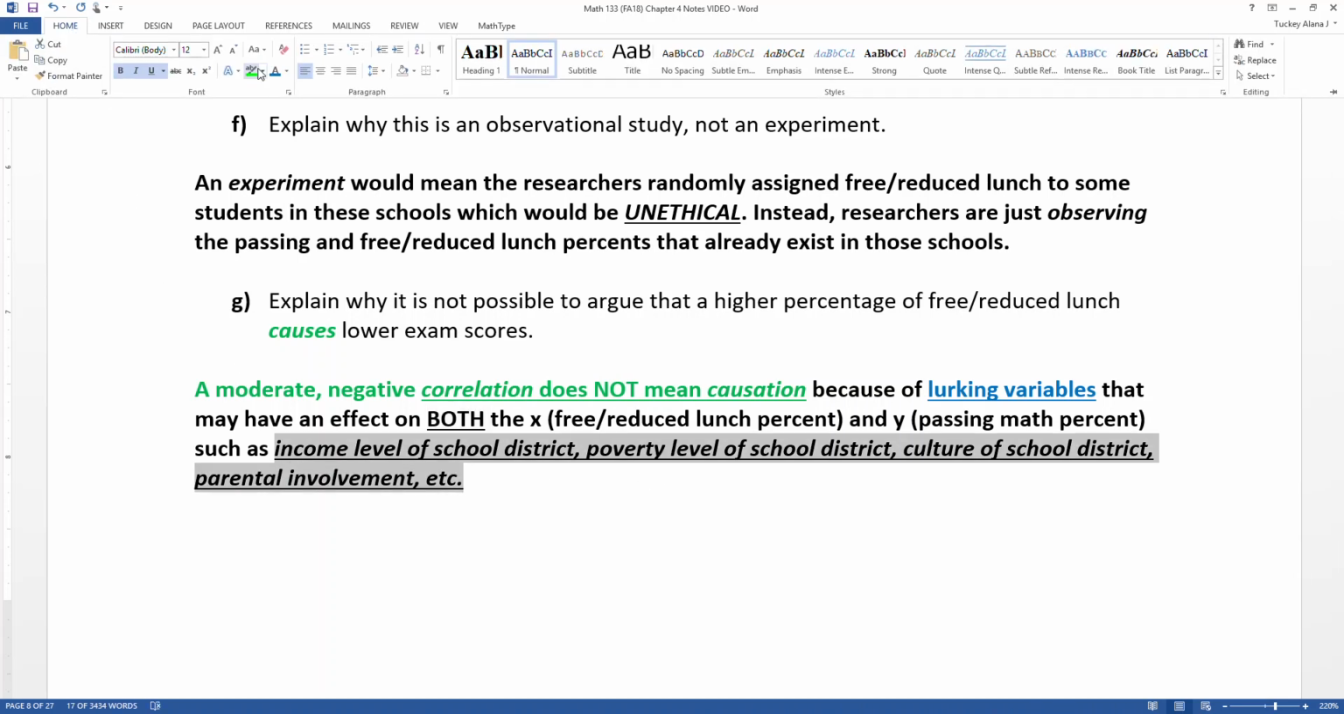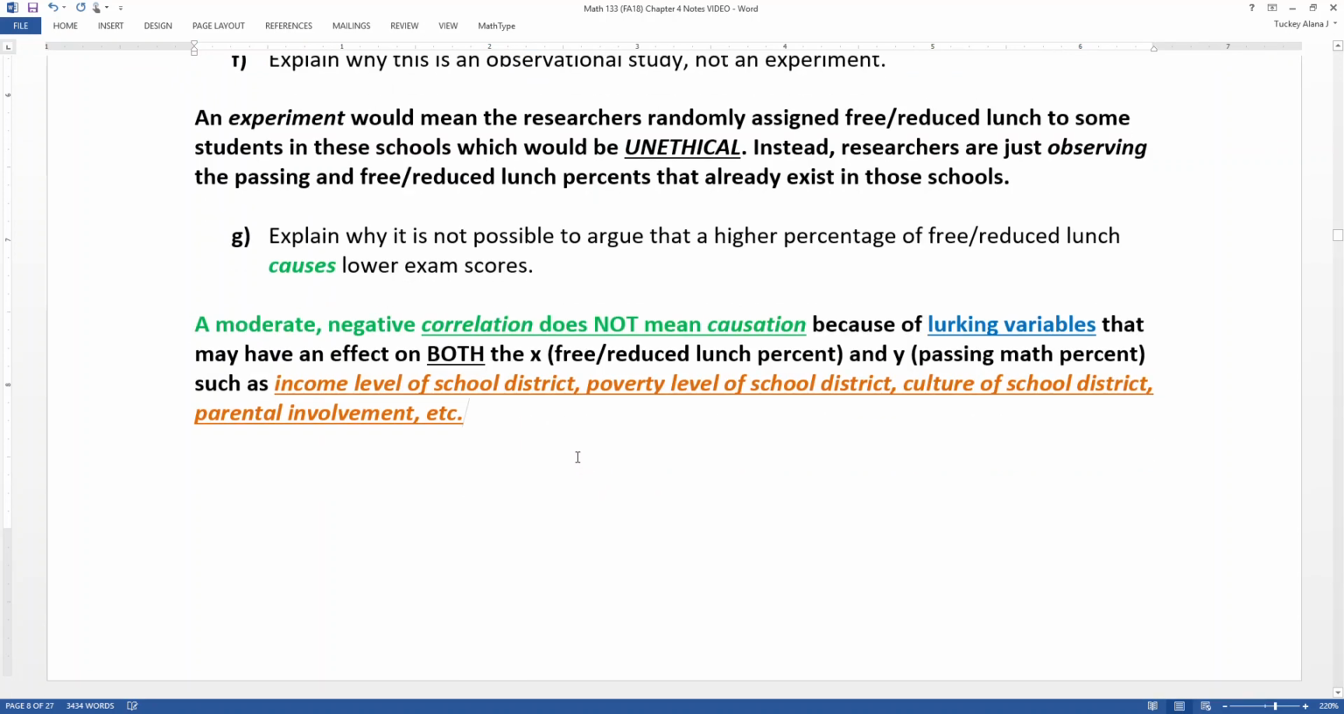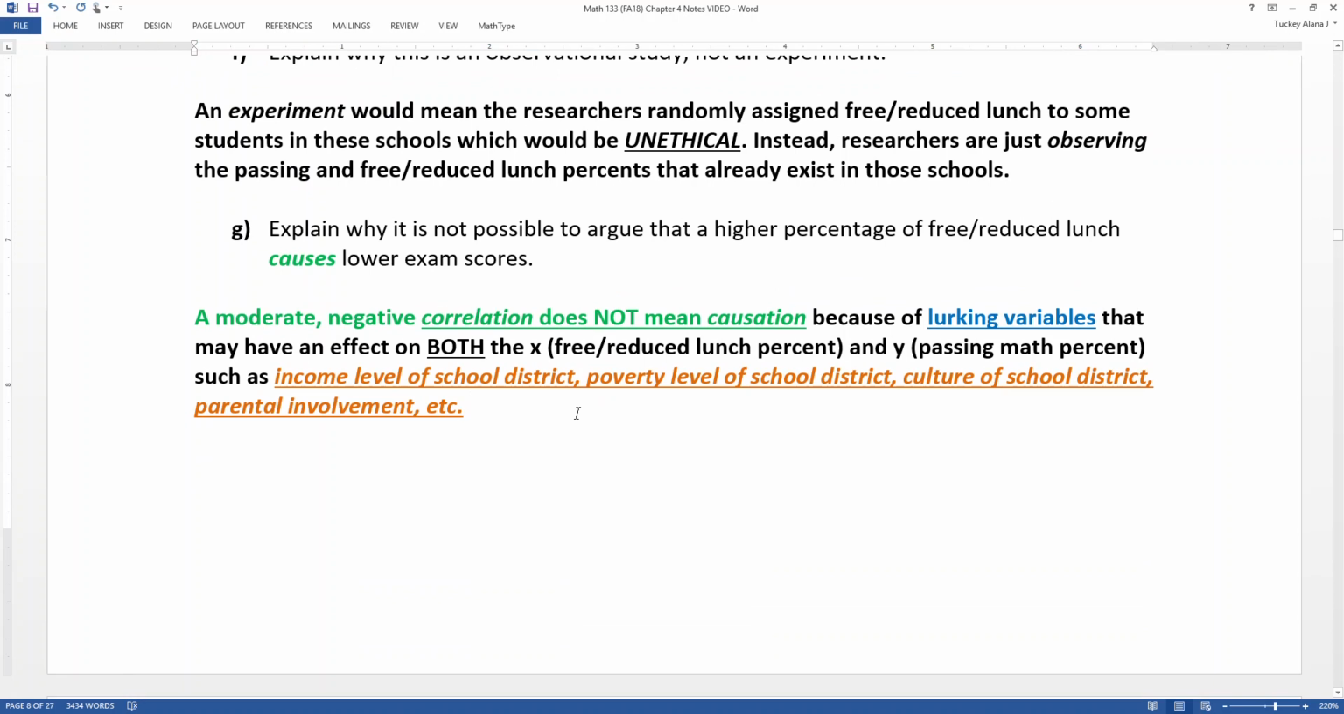And I came up with a whole bunch in this particular example. So those would all be potential lurking variables. You don't have to write all of them. Write a couple of them. I mean, for your notes, write all of them. But when you're on a question for your exam or for your paper pencil packets or for your worksheets, just write one good one. That's all you really need.